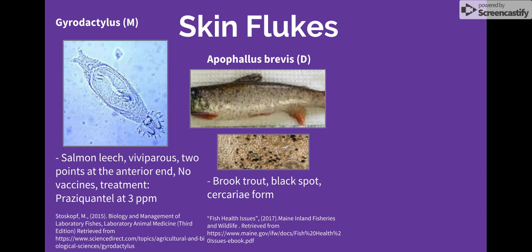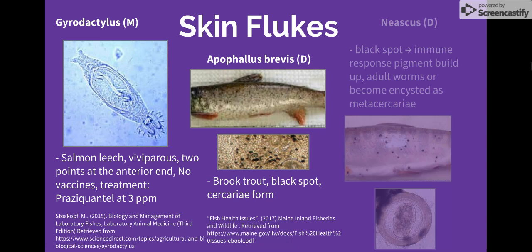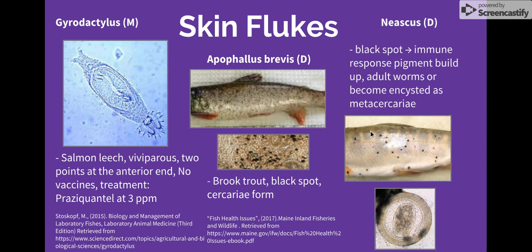Another skin fluke is Apophallus brevis, which causes this very characteristic black spot. It's common in brook trout, and when in the fish, it is in its cercaria form. This is also another black spot species, Neascus. This one is a monogenin, and these are digenins, as indicated by the M or the D's.